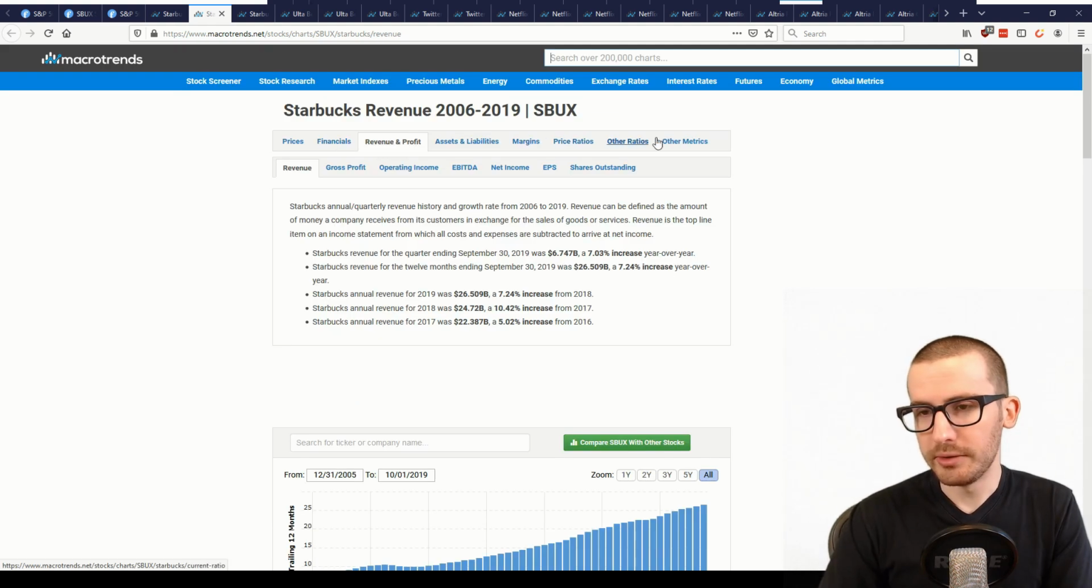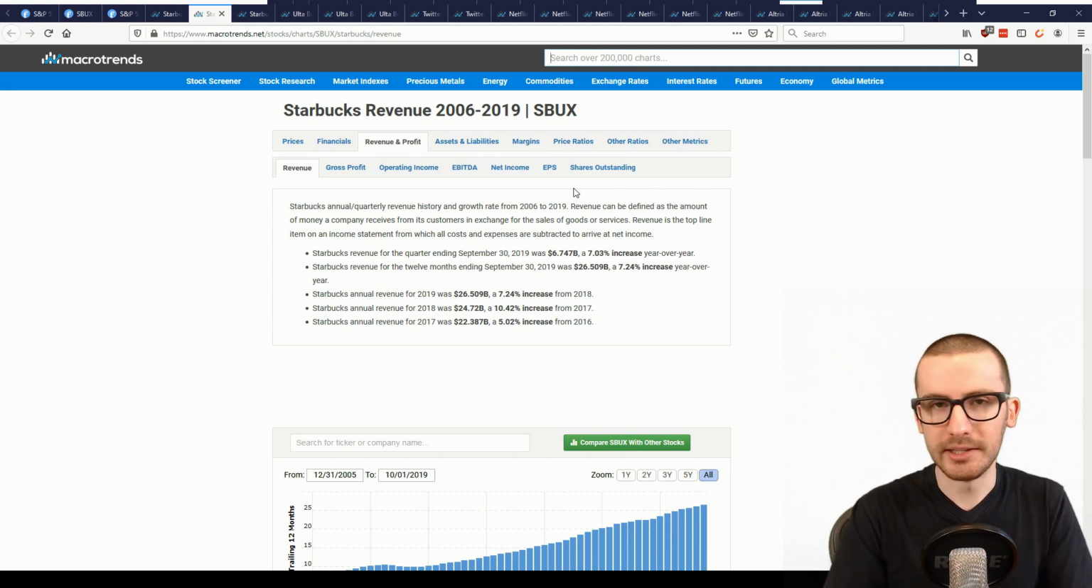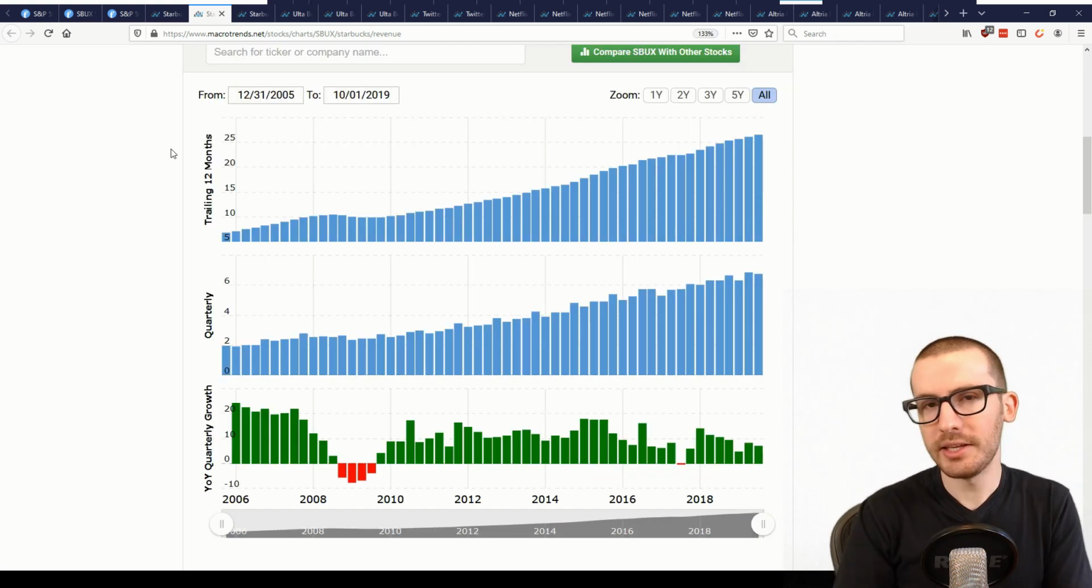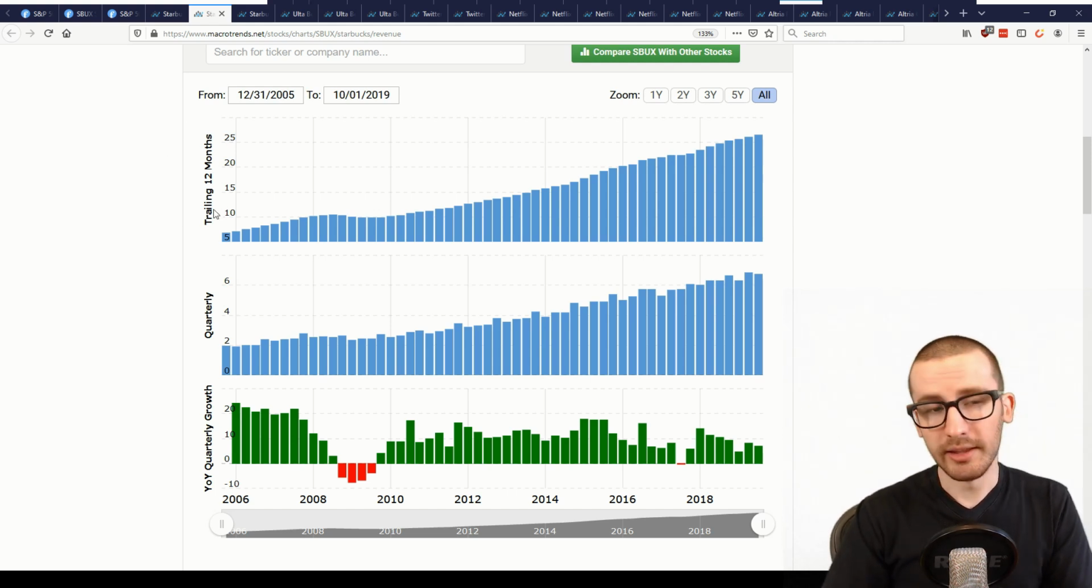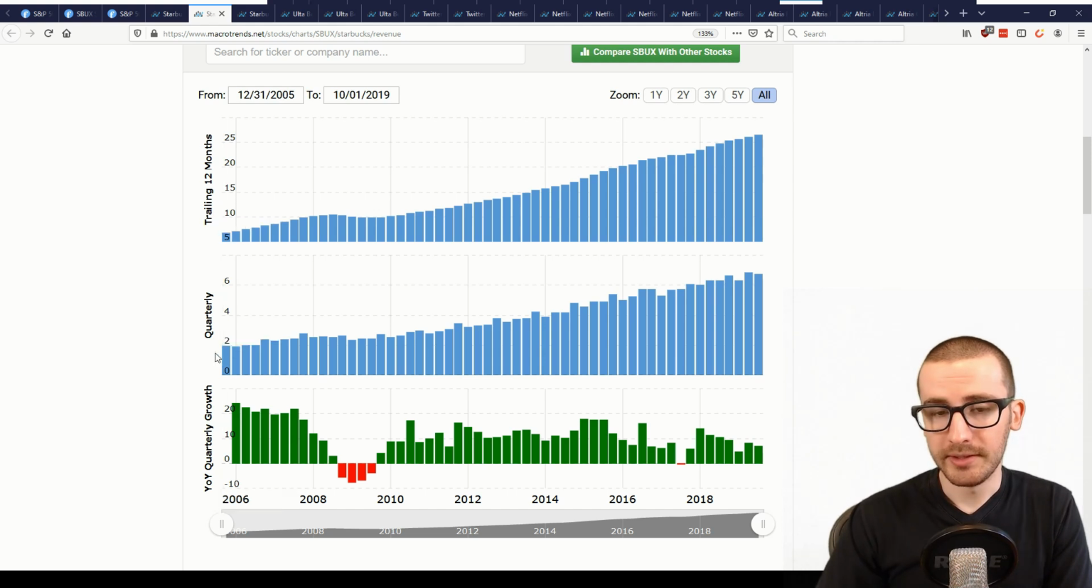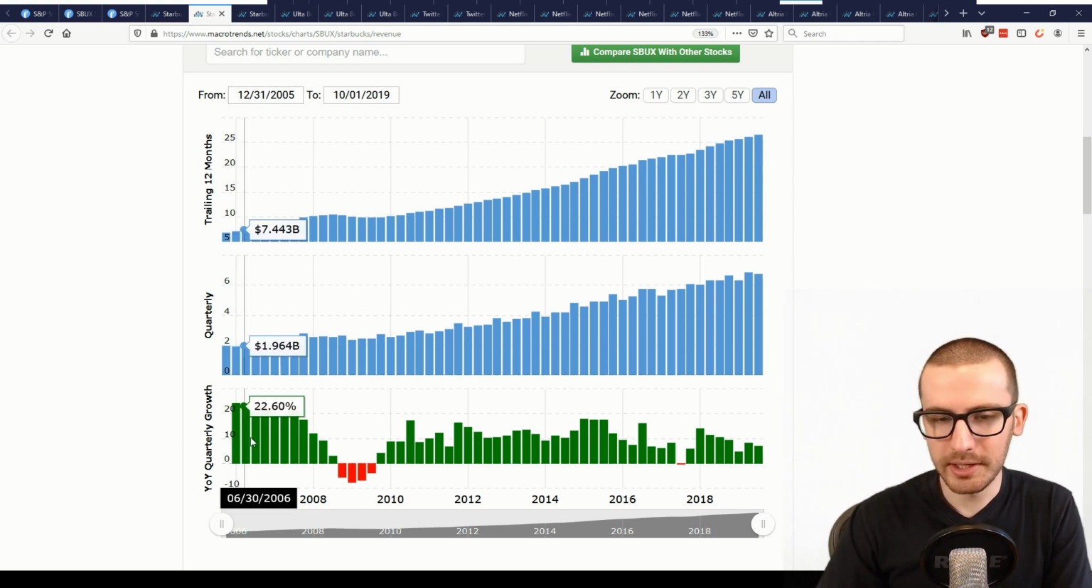Within Macro Trends and using the top ribbons, we can explore a few other fundamental metrics to maybe get a better sense of the picture for these stocks. In this case, we're now looking at revenue or total sales, with the top graph representing the trailing 12 months revenue, or the last full year of revenue, the second graph being the quarterly revenue that is produced each quarter, and the bottom chart being the year-over-year revenue growth rate.